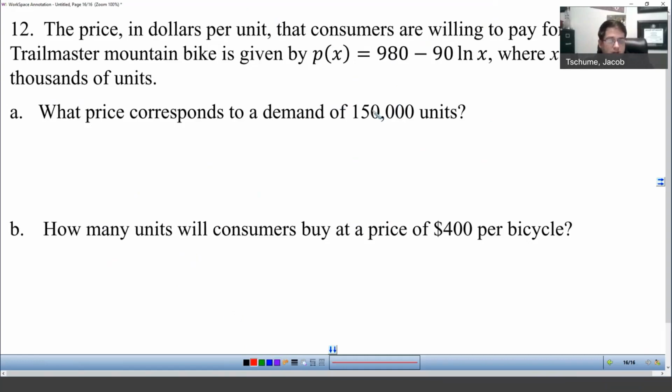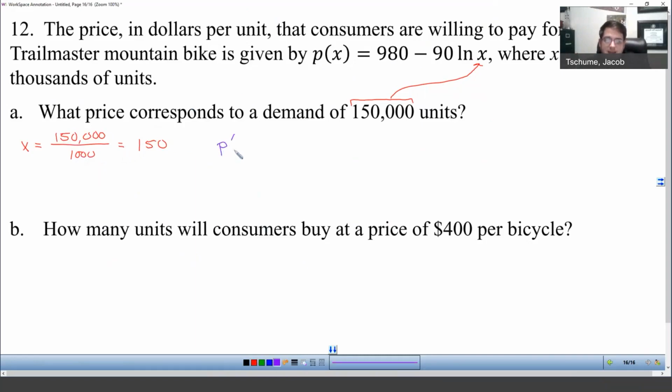Well, what a lot of students mess up here is that they will try to take the entire 150,000 and plug it in for X. That's not what you're supposed to do here. Since it says X can only be in thousands of units, you have to convert this. So X is actually equal to the 150,000 you plan on plugging in, divided by 1,000 to get your ratio here. That's going to give you an X value of 150. That's the number you're going to plug into your demand function.